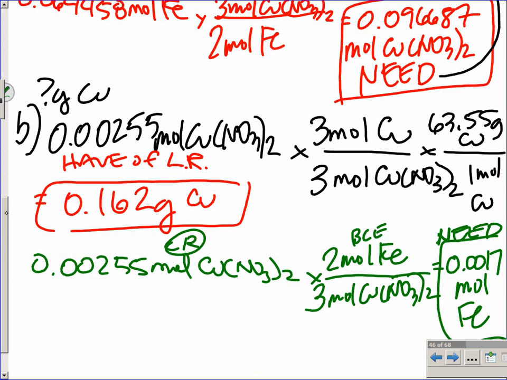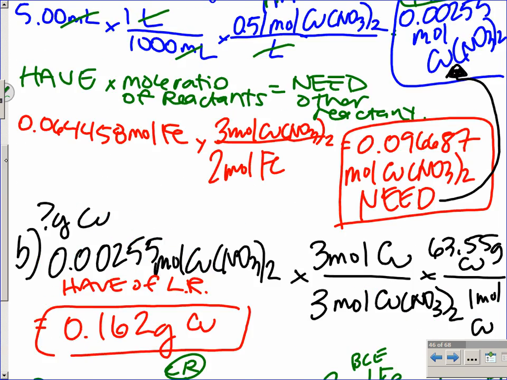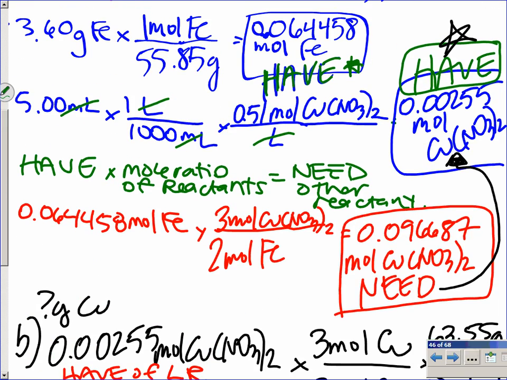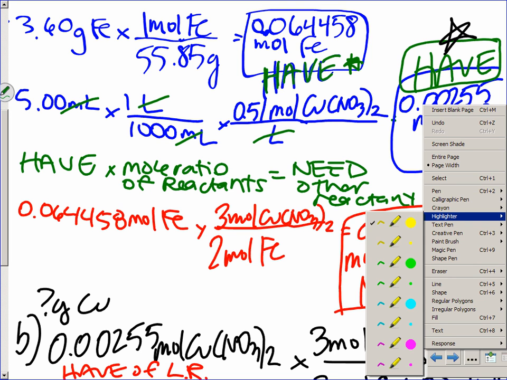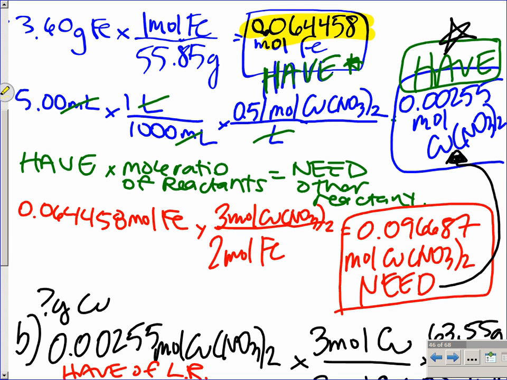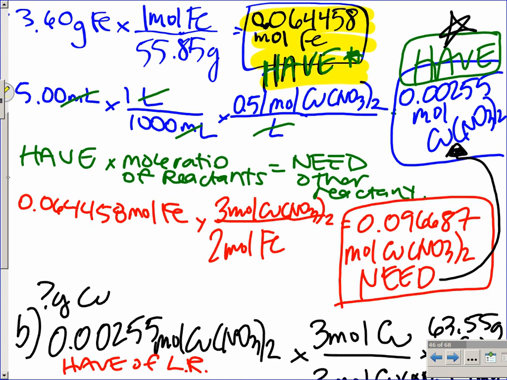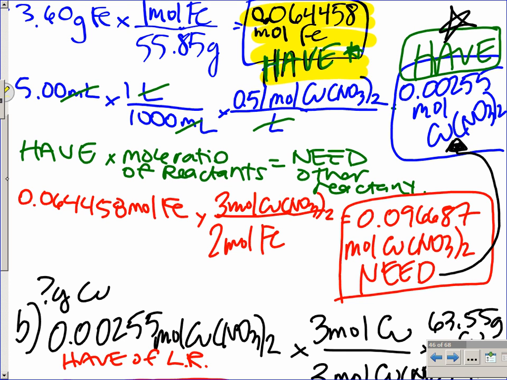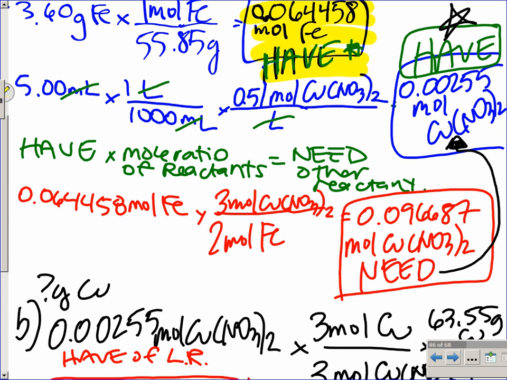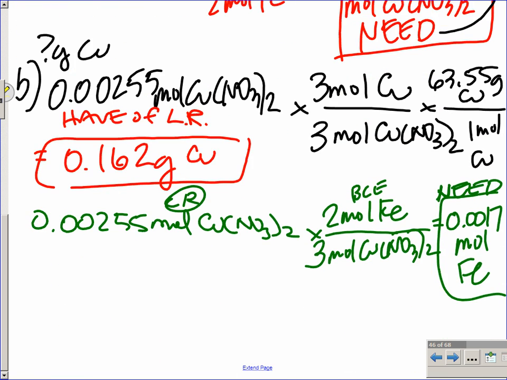Look where you have. So I have 0.064558 moles of iron. And I only need how much of iron? 0.0017. So again, is that my excess or my limiting? I have plenty of leftovers, right? 0.06 versus 0.0017. I only need a teeny tiny bit. So how will I figure out how much I have left over? Subtract. I have a lot, I use a little, subtract it, and that's how much is left over. That's your excess stuff left over.